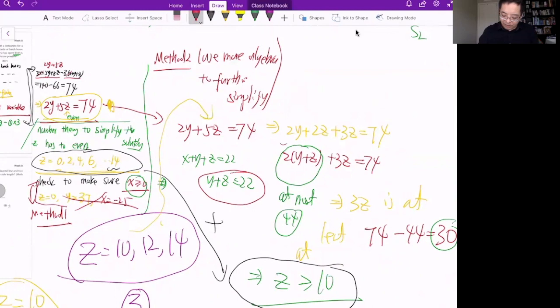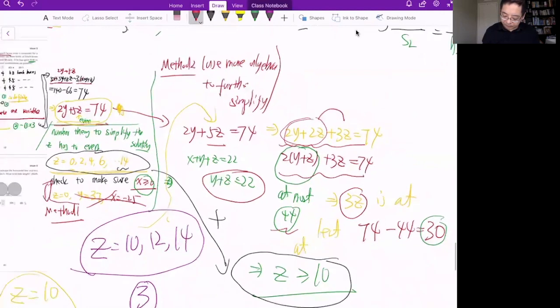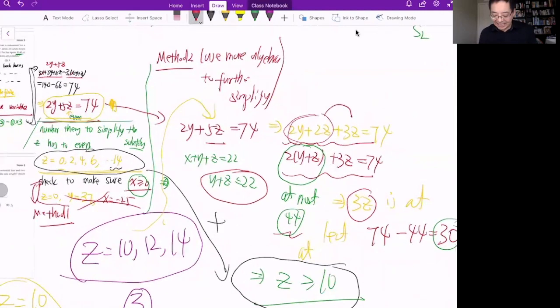So if we combine these two things together, we get 3z, because I separate 5z into 2z and 3z. So this part is at most 44. And then we get 3z is at least 30, so z is at least 10.